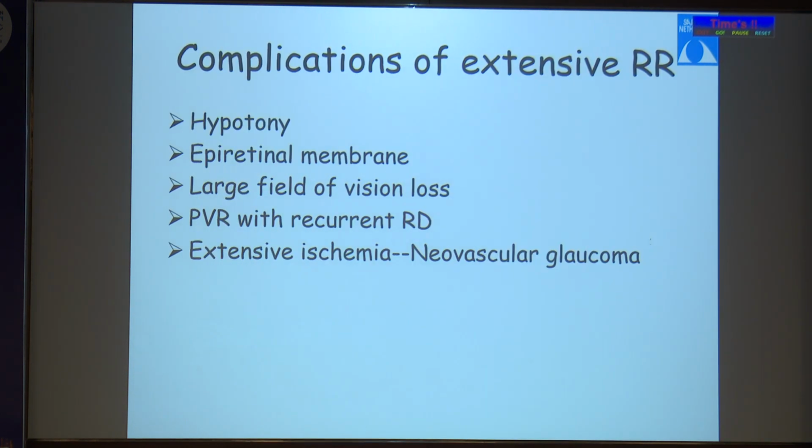Now, what are the complications of an extensive relaxing retinotomy? Hypotony, epiretinal membrane, large field loss, PVR with recurrent retinal detachment, and extensive ischemia leading on to neovascular glaucoma.